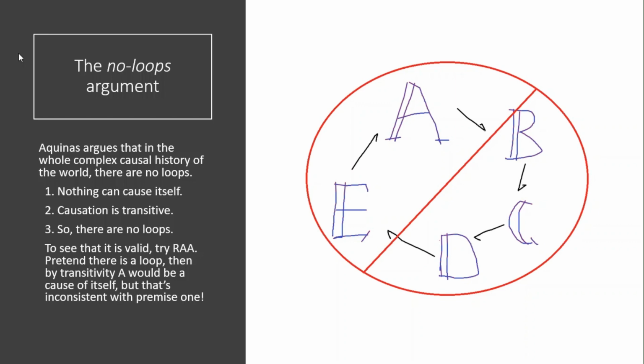If A causes B and B causes C, then by transitivity, premise 2, A must cause C. But if C causes D, then A must cause D too. And the same way, A must cause E. If A causes E and E causes A, then by transitivity, A must cause itself. But that contradicts premise one. Premise one says nothing causes itself.